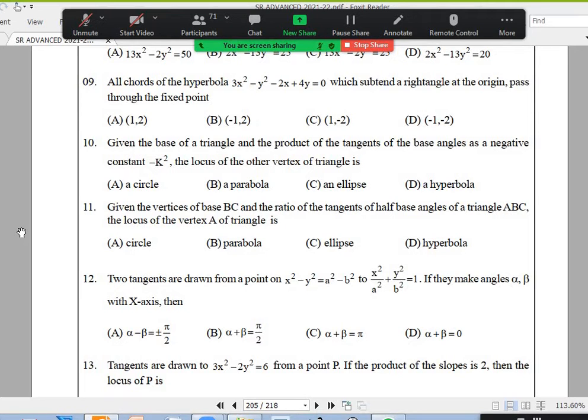Both are just actually theoretical. Given the vertices B and C and the ratio of the tangents of half the base angles. Is it a single answer question only, right? Yes, sir. Given the vertices, so base BC is fixed. The ratio of the tangent of half the base angles, tan B by 2 by tan C by 2, is a constant.